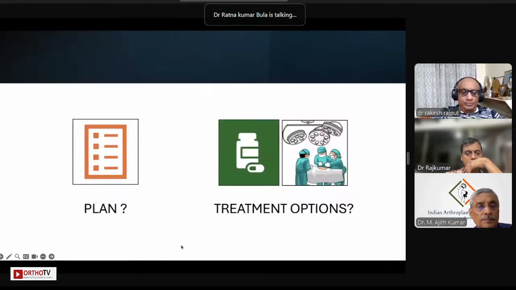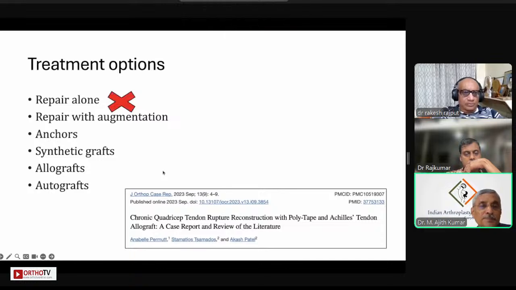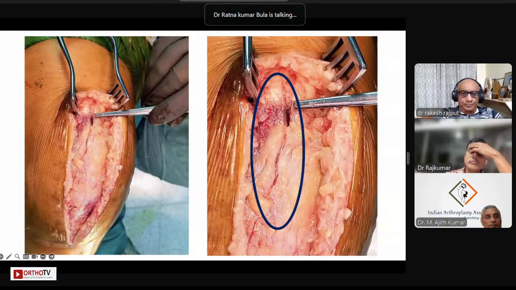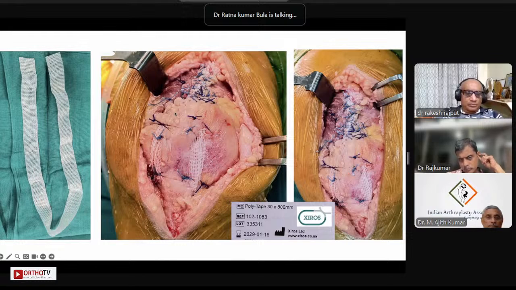Yes, sir. The treatment options in the literature are repair alone, repair with augmentation, anchors, synthetic grafts, allografts, and autografts. The literature has shown that repair alone is never an option because of high re-rupture rates. So here we went ahead through the same midline incision and saw the tear, around 4 centimeters in length, extending laterally into the vastus lateralis. We debrided the margins of the tear, evacuated the hematoma, gave a thorough lavage, and primary suturing was done using non-absorbable sutures.